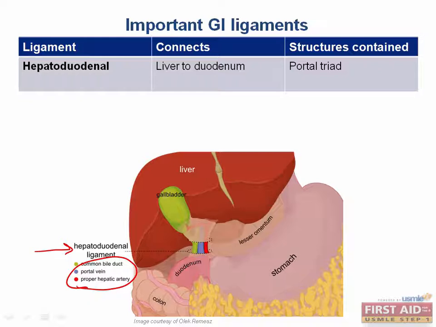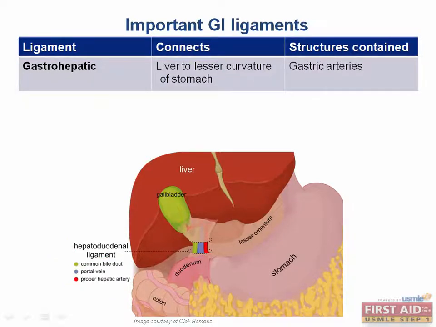In surgery, the Pringle maneuver is where you compress the hepatoduodenal ligament between your thumb and index finger and place it in the omental foramen, and this helps to control bleeding. The gastrohepatic ligament connects the liver to the lesser curvature of the stomach, and as the name suggests, it contains the gastric arteries. We can see that the gastrohepatic ligament here is really part of the lesser omentum.